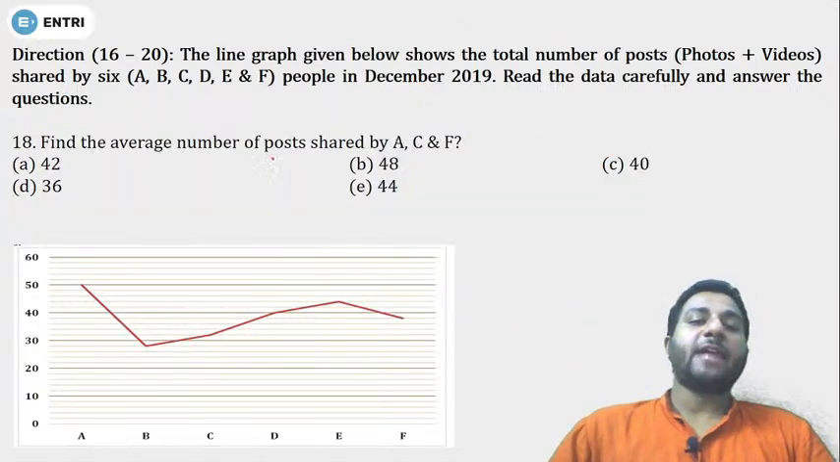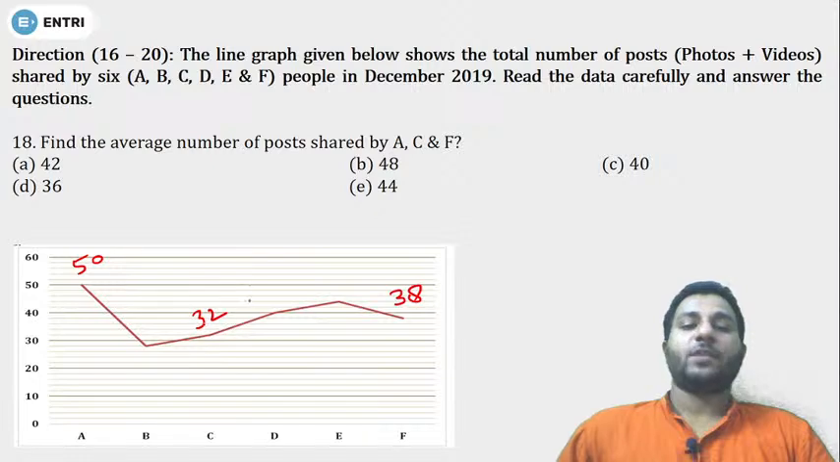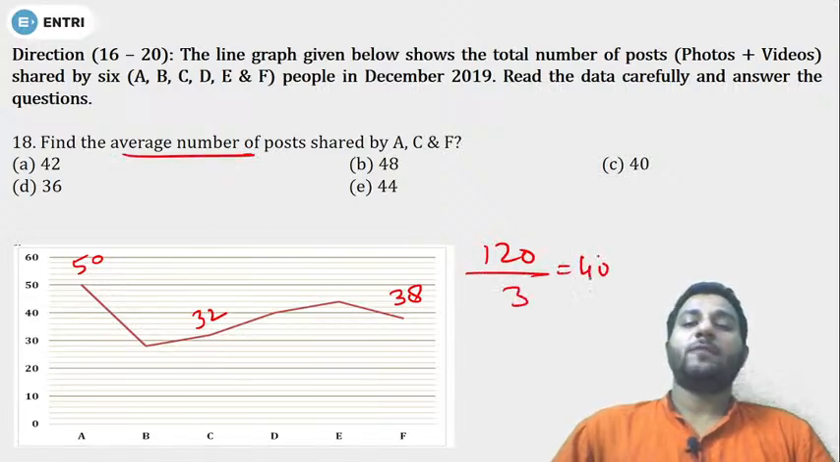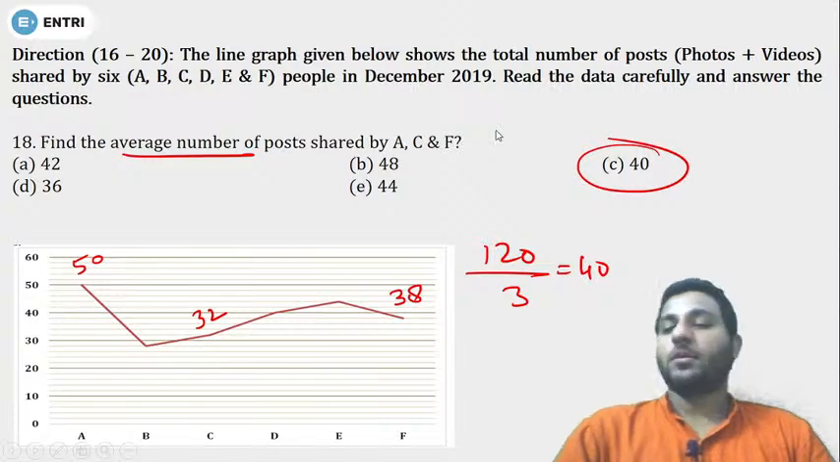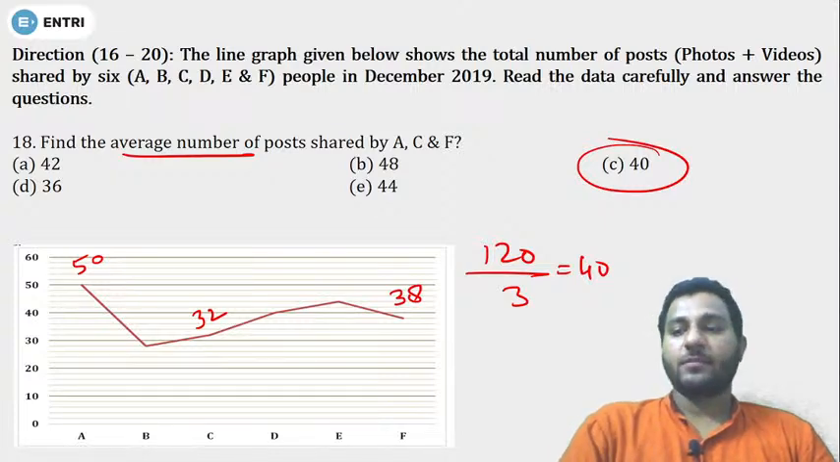Next is find the average number of posts shared by A, C and F. So A shared 50, C shared 32 and F shared 38. So 32 plus 38 makes it 70. 70 and 50, 120. So we have to figure out the average, which means it will be 40. C option. Clear? And I hope you all are getting the concept.